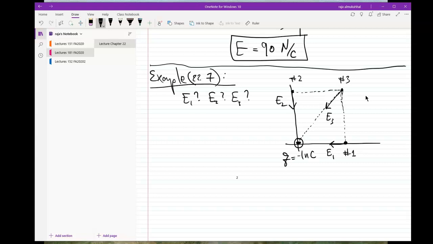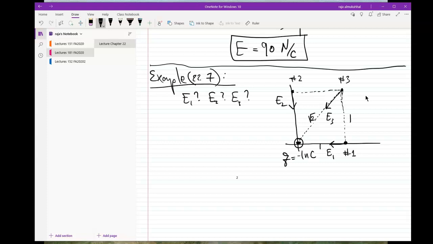Then the problem also gives me the dimensions, the location of the points. So the dimension here is, I hope, 1 by 1. They're all 1. So this is 1 and this is 1 as well. That means the distance here is going to be square root of 2, correct? Which is 1.41.